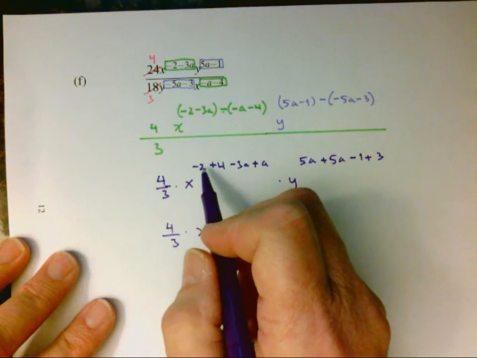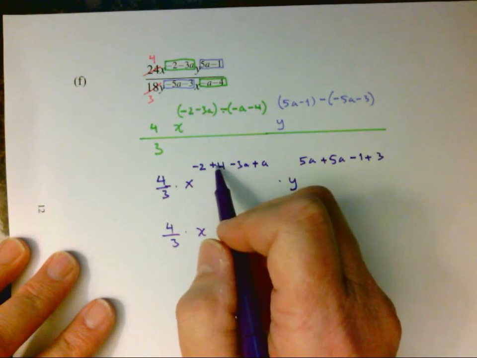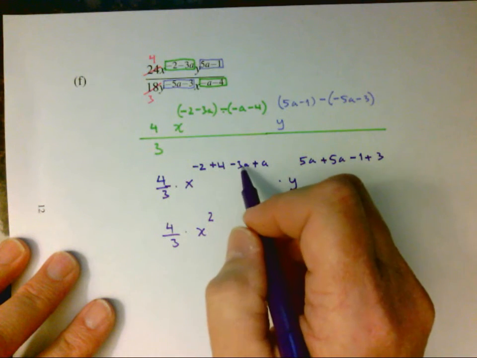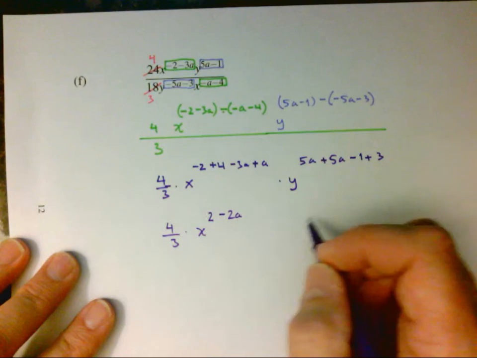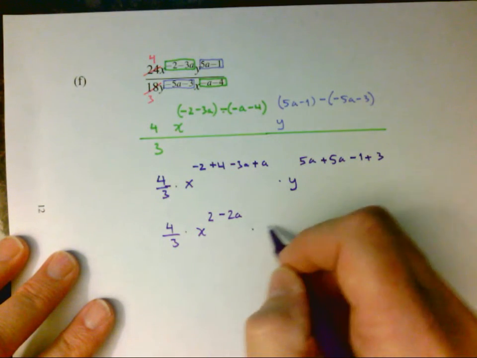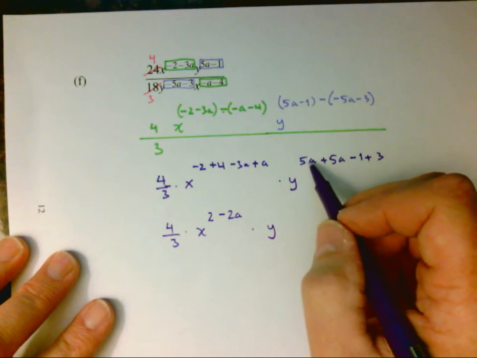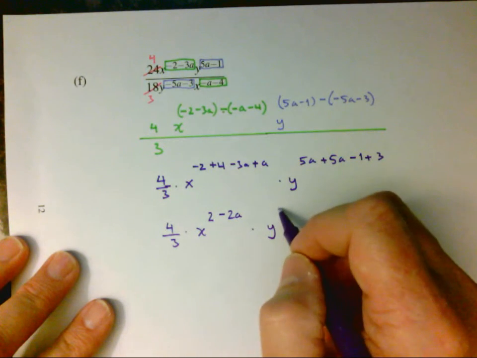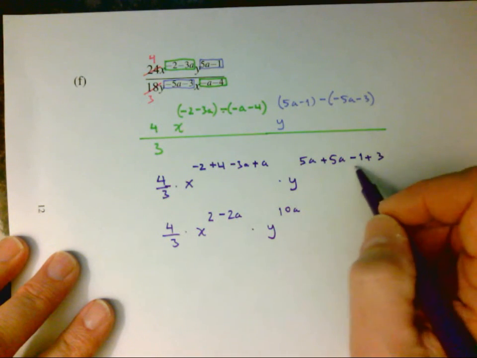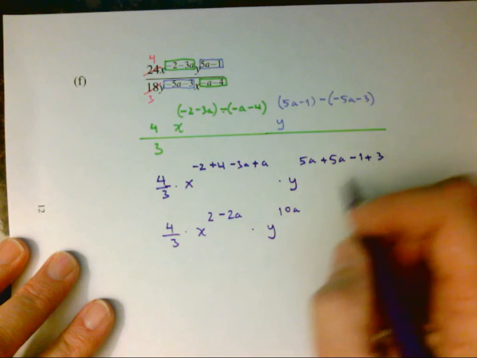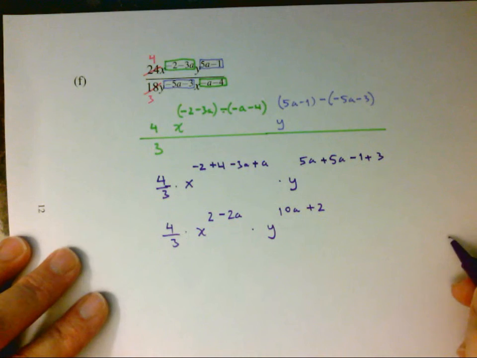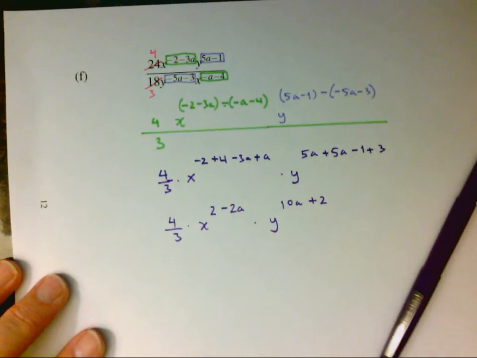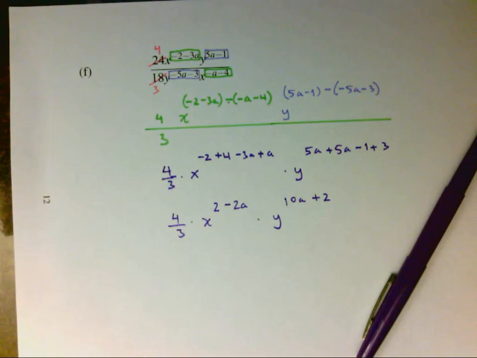So on top of this x, we have a negative 2 plus a 4 is a 2. Minus 3a plus an a is minus 2a. Then we have 5a plus 5a makes a 10a over top of the y. And then a negative 1 plus a 3 makes a plus 2. So that's simplified as far as it'll go. You could rewrite this in various ways, but this is a perfectly adequate way to express this answer.